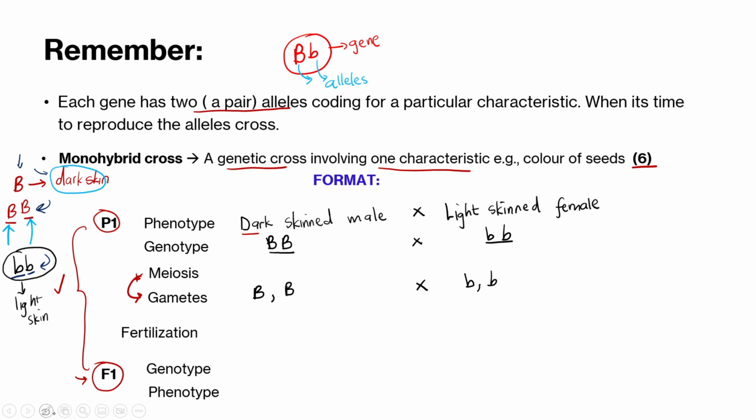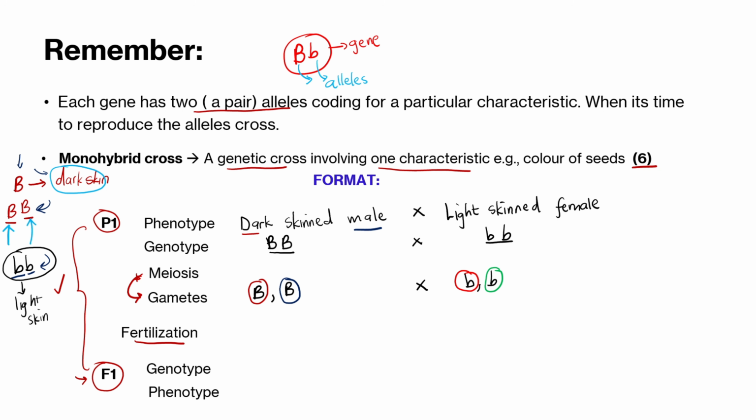And then the next process that happens after meiosis is fertilization. During fertilization, the sperm cells and the ovum will be meeting. In this case, we'll just assume that this is one sperm cell with one capital letter B, and this is another sperm cell with one capital letter B, because they are coming from the male. And then from the female, this is one ovum that has a small letter b, and this is another ovum that has a small letter b. So you see that we have four possible gametes.